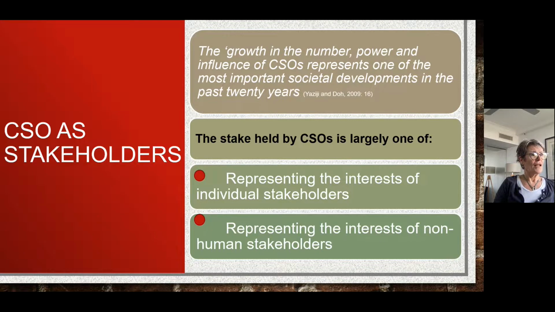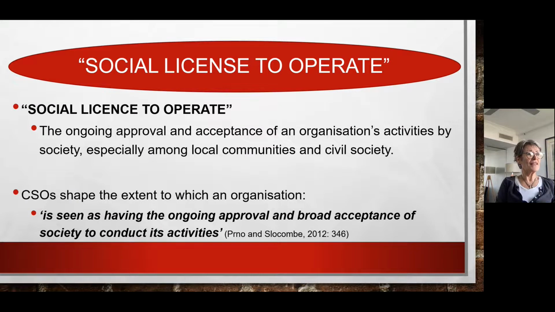Okay. So the social license to operate, as a civil society organisation. It's the ongoing approval and acceptance of an organisation's activities by society, especially among local communities and civil society. This is where we're starting to see, and I keep saying this, the escalation, this mushrooming of how business and society interact, and therefore that societal influence on business really starts to play out in civil society organisations.